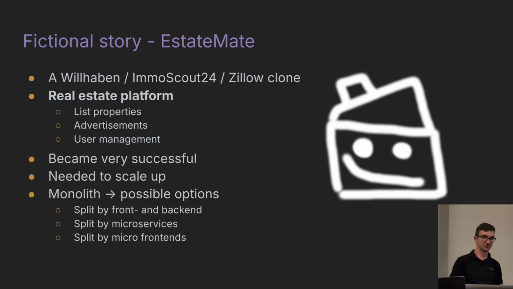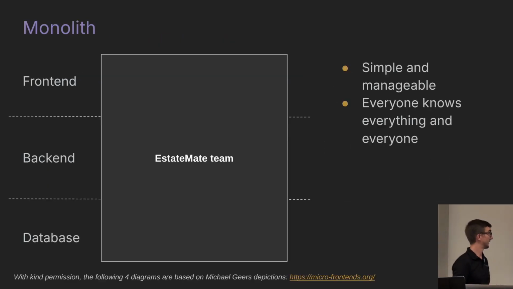And they needed to scale up. EstateMate has everything in a monolith currently, and there are now several options to address the scaling problem and how they can split this monolith up. So this is the current state. As you can see, EstateMate has one big repository with one big code base that contains the front end, the back end, the database. Essentially, this is simple and manageable, and everyone in EstateMate knows everyone, and everyone knows everything. But to scale up, we need to find some split points here.